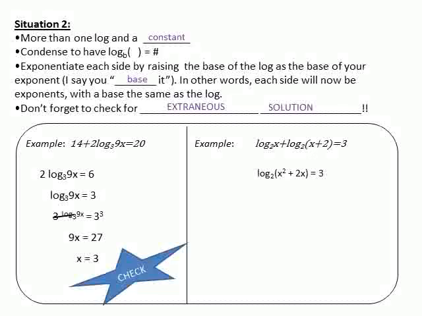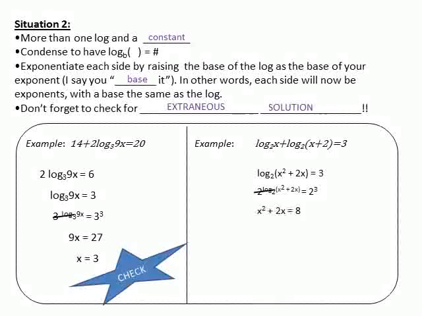Now we have our log isolated equals our constant. To get rid of this log base 2, we're going to use a base of 2. So we've got 2 to the log base 2 equals 2 to the third power. Again, that base of 2 is going to cancel out your log base 2. So you'll be left with x squared plus 2x equals 8, because 2 cubed is 8. From here, we need to solve for x.